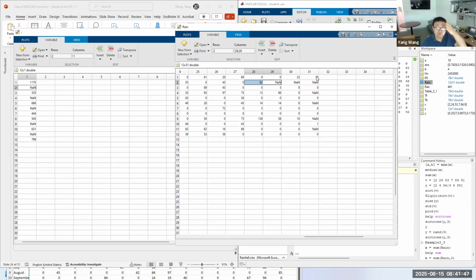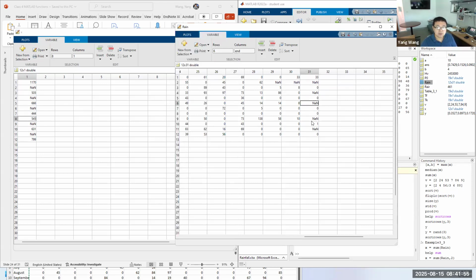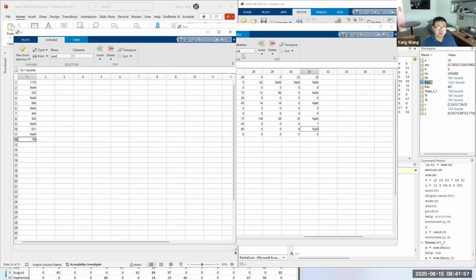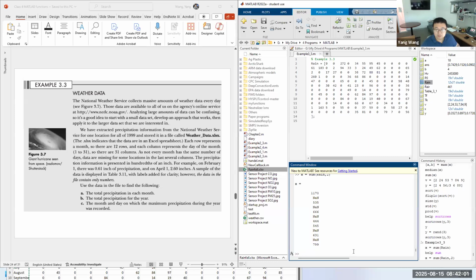So that's why you can see that for the months that have 31 days, they have the total precipitation or total rainfall. But the ones with not a number in there, you're just going to get not a number. Okay, so then what can we do? Basically, MATLAB has a function called nansum. nansum is going to ignore the not a number values.